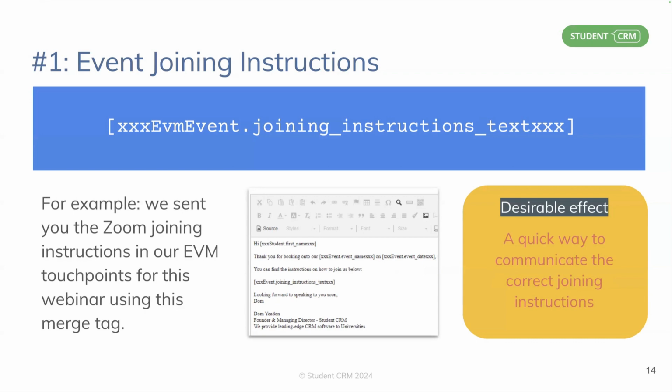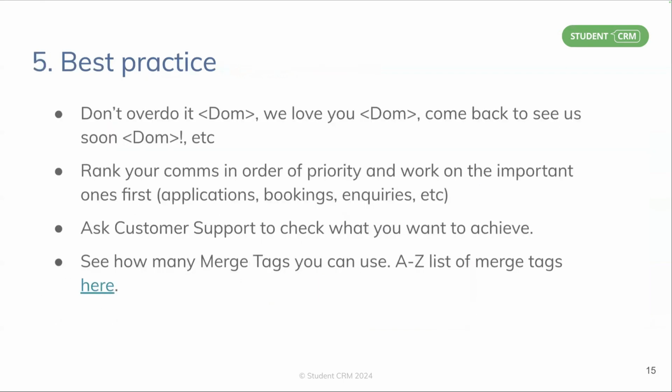You know that we're using EVM for booking and handling, and also we use EVM for setting up the follow-ups afterwards. So everyone on this webinar will have got event joining instructions just by using a merge field there, and that's entered in the event itself. Again, the desirable effect here is a quick way to communicate the correct joining instructions, which is really neat. Okay, some best practice.